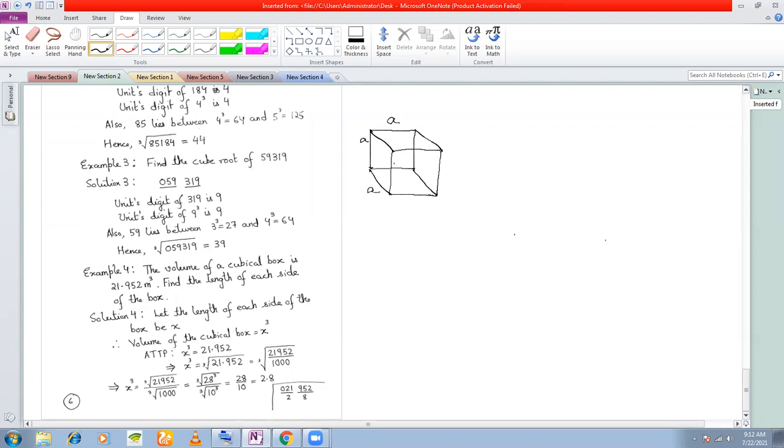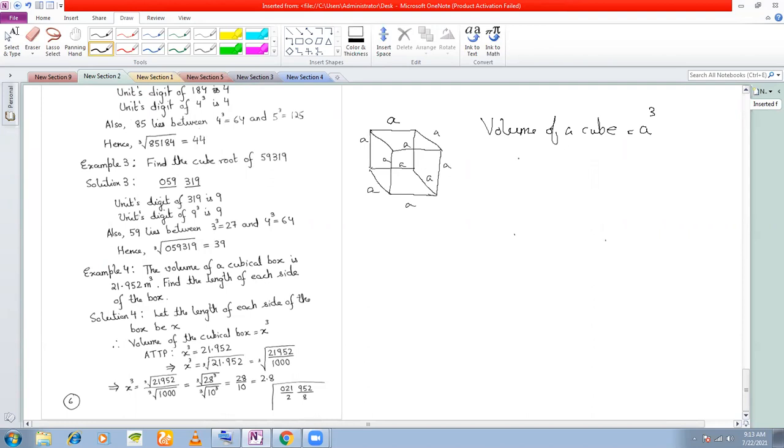In a cuboid, you have the length, breadth, and height. In a cube, length, breadth, and height are all the same. All these lengths are equal, right? Length, breadth, and height all are equal. And you already know that the volume of a cube is a cube. You have already done this, right? Volume of a cube is a cube, isn't it? You have done this in class 7. Okay. So volume of a cube is a cube.